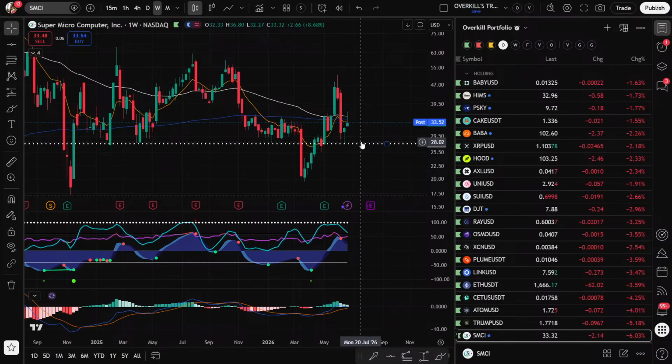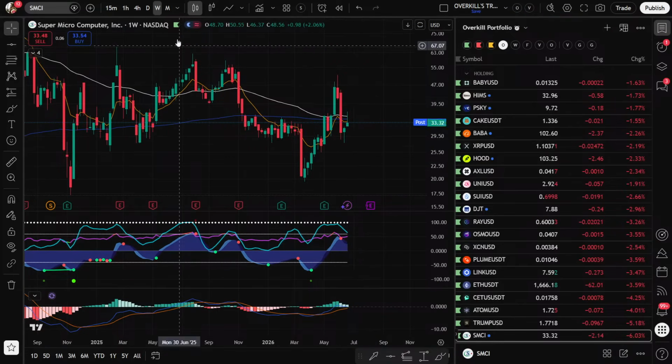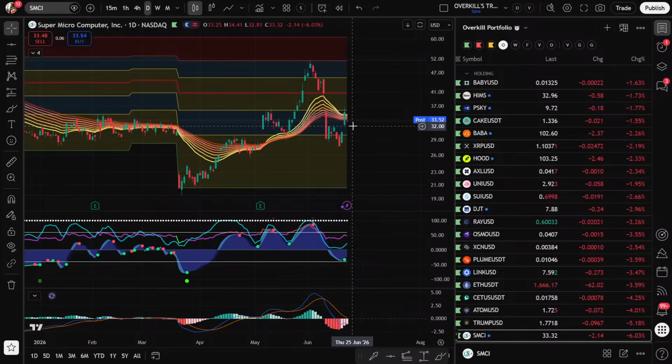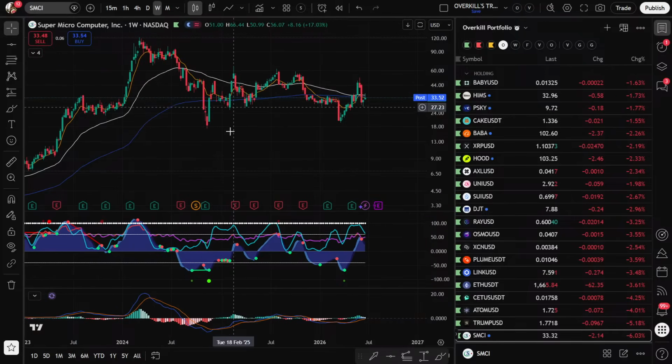So $27 to $28 has been a very strong support level, and it bounced right off of it. So I think this one has some continuation. This is one of the chip stocks I would play just because it hasn't really had a run yet, right? Look how choppy it is.